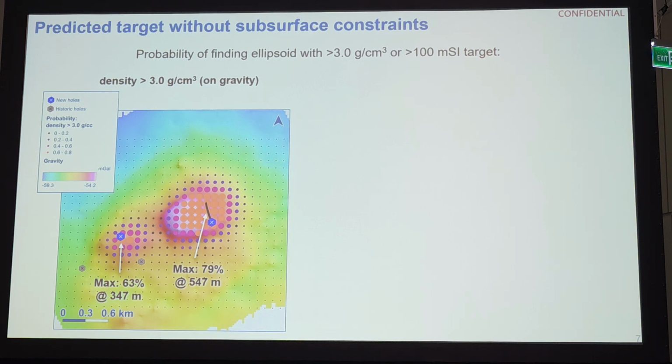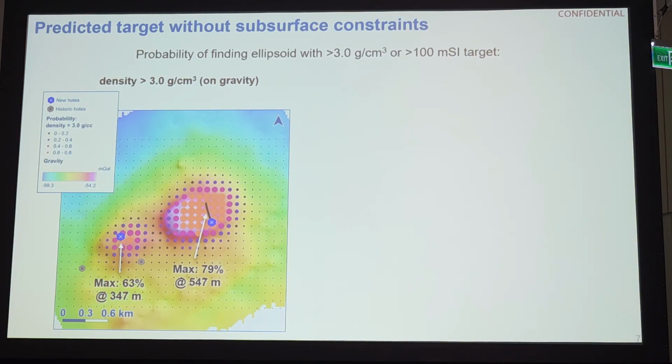And you can see that in the corners, there's almost no probability of finding a really dense body above this threshold that we're targeting. But as we move in towards the gravity anomaly, we get higher and higher probabilities of being in that body. You can see the maximum is something around 80% probability of being in that body at a depth of around 550 meters.